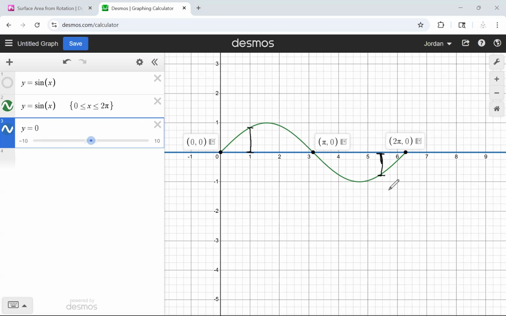Again, horizontal line. So that's what I have to do. Since part of this curve is above the line I'm rotating around, and part of the curve is below, I have to split it into 2 sections and then do each section separately. And then add them together.